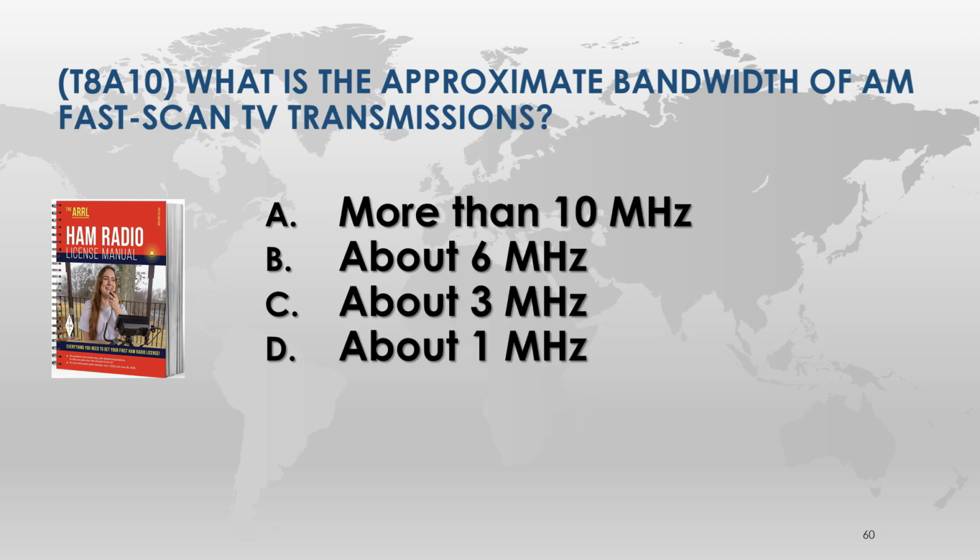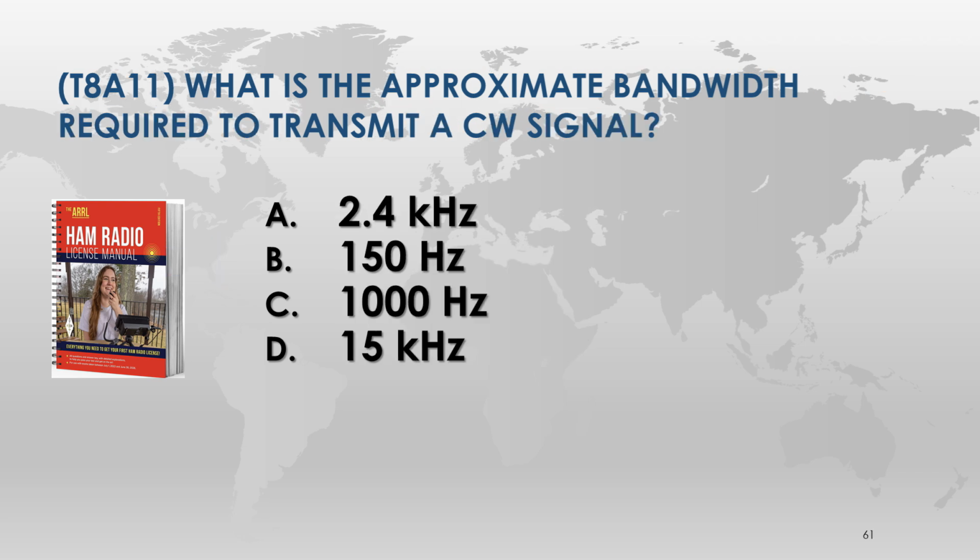What is the approximate bandwidth of an AM fast scan TV transmission? Bravo. Yep. Bravo. Okay. What is the approximate bandwidth required to transmit a CW signal? This is where I said 150 hertz. Bravo. That's what I said. You need to back out something else. This 100 to 300 is with approximately 150. It can get wider, but it's been confusing. Because that one says this, and then the other says something else.